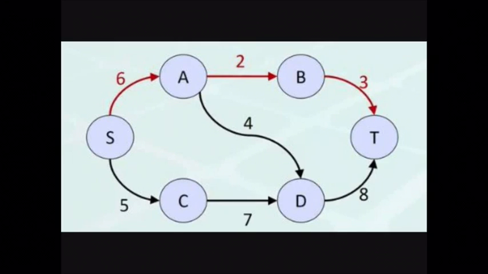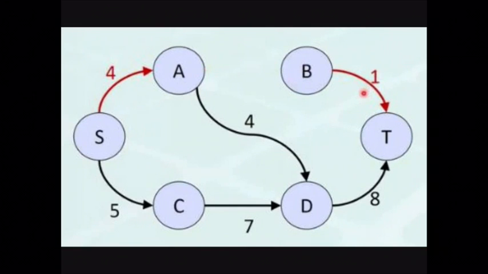S A B T. Now, in step 2, we need to find the smaller capacity of the arcs on this path. So, 2 is the smaller. Subtract 2 from the capacity of each arc on the path. This will be changed to 4. This will be changed to 0, and we can remove it from the network.